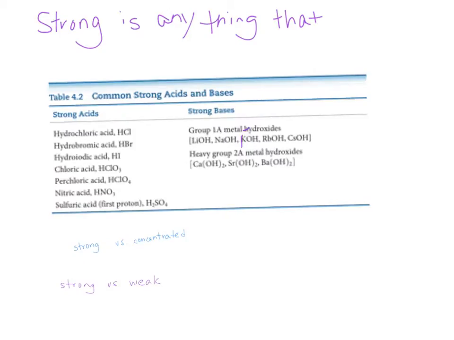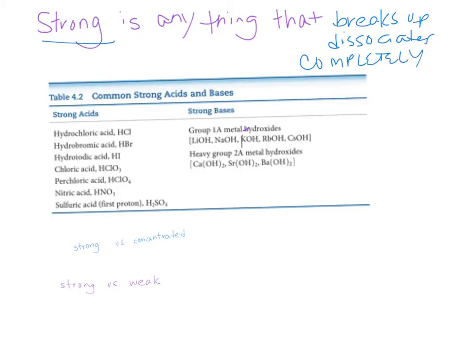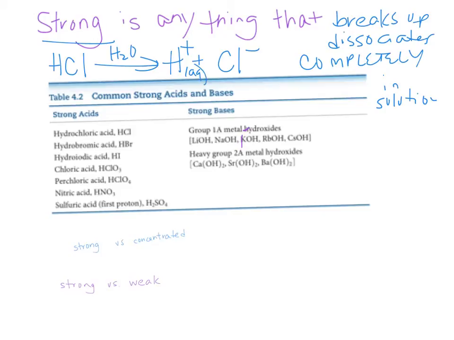So in chemistry, we need to define the word strong. We're going to define the word strong as anything that breaks up, or dissociates, completely in solution. The key here is completely, in aqueous solution. Let's give an example. Hydrochloric acid is a strong acid because when you put it in water, it completely breaks up into hydrogen protons and chloride ions. I'm going to write the aqueous here.